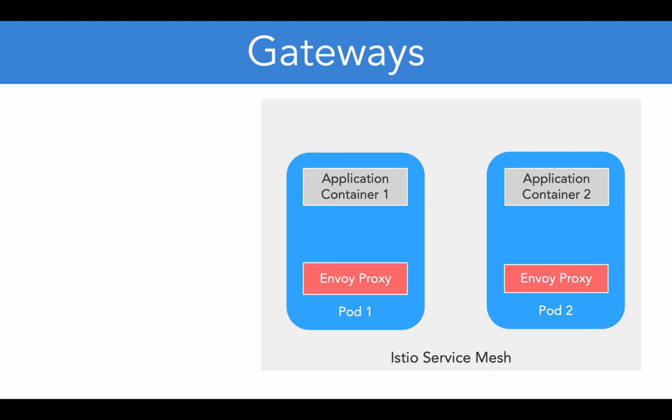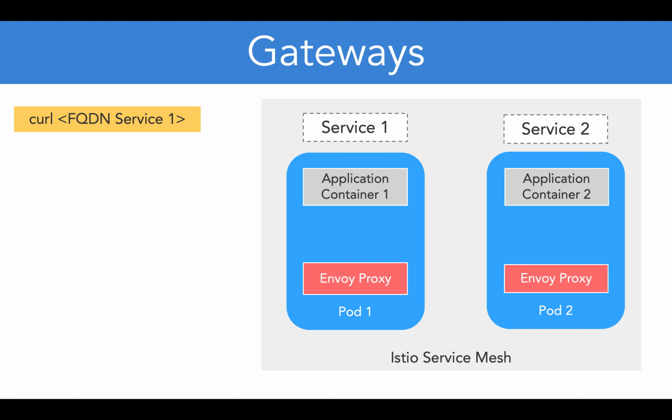What is Istio Gateway? It provides you just that. You can connect to your service mesh from outside of the cluster. So it is an entry point to the cluster. So let's say this is an Istio service mesh, and these are the two pods that we have. It can be a deployment also. Pod 1 has application container 1 with an envoy proxy. Pod 2 has application container 2 with envoy proxy. And these are the services that we have created for these two pods.